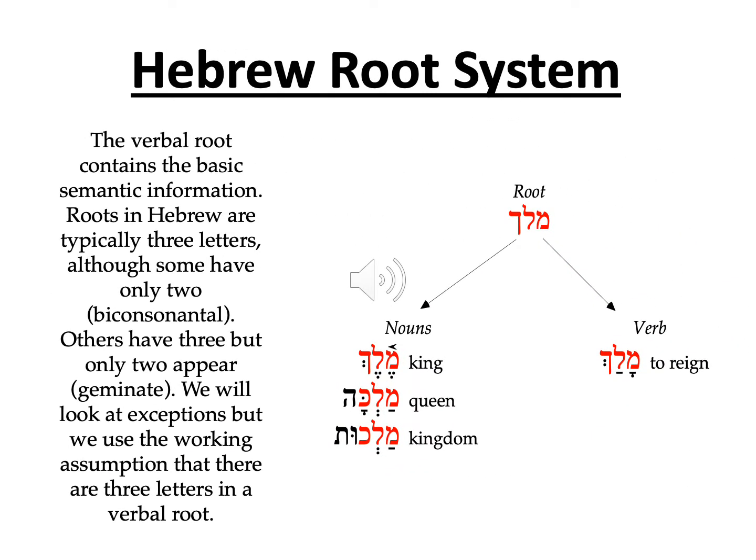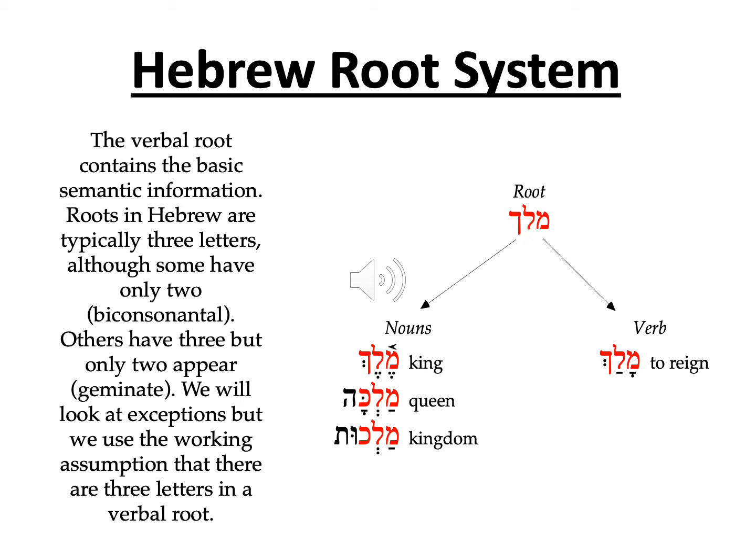The Hebrew verb system is based upon a pattern of vowels and consonants established on the theory that there are 3 consonants to a verb. There are, of course, exceptions to this, such as biconsonantal verbs that have 2 consonants. Sometimes these are referred to as hollow verbs because of the presence of a vowel that will show up in between the 2 consonants. Others have 3, but only 2 of the consonants will appear, such as geminate verbs. We'll be looking at the exceptions over time, but we will mostly be working with the assumption that there are 3 letters in a verbal root.